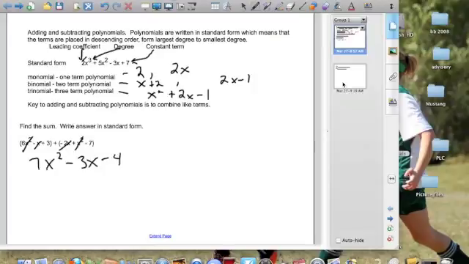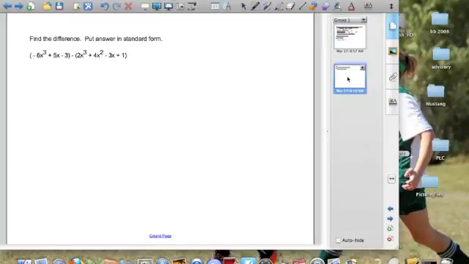Now let's look at subtraction. Remember, when we subtract, we actually add the opposite, so we are going to change it into an addition problem. This time I'm going to use the vertical technique. The first polynomial I'm going to write out as 6x to the third, then leave a space for where the x squared term would have been, and then write plus 5x minus 3.